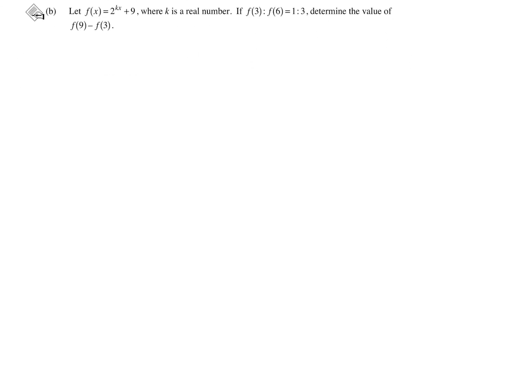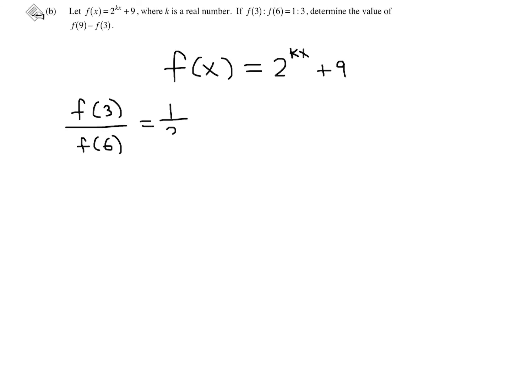Part B. f of x is equal to 2 to the power of kx plus 9, where k is a real number. If f at 3 over f at 6, the ratio is 1 to 3, determine the value of f at 9 minus f at 3. All right. So they've got this function 2 to the power of kx plus 9, where k is a real number. And they're saying that the ratio of f at 3 to f at 6 is 1 over 3. And they want you to find f at 9 minus f at 3.